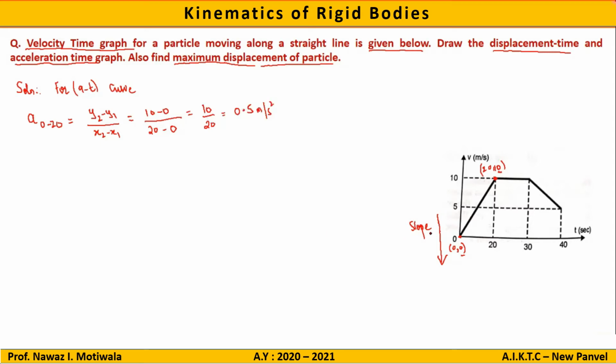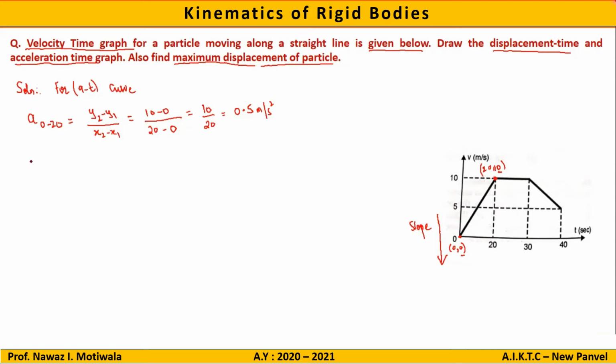So what am I getting? I am getting the acceleration between time 0 to 20 will be 0.5 meter per second square. Let us first calculate the acceleration for all the three cases or all the three parts, and then we will draw the diagram.